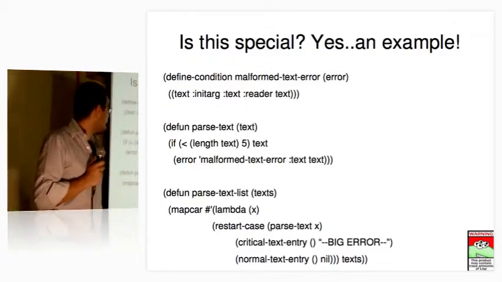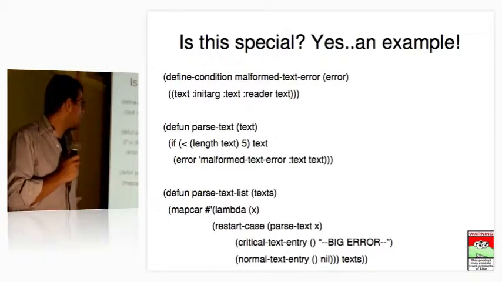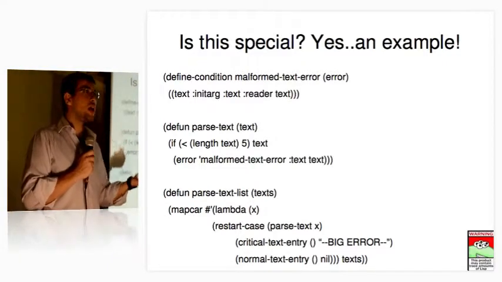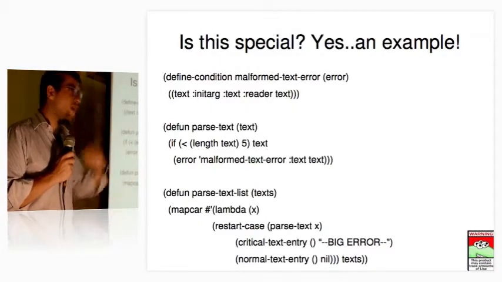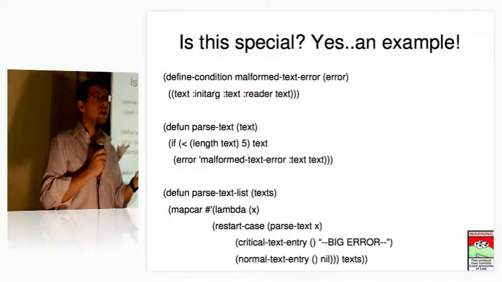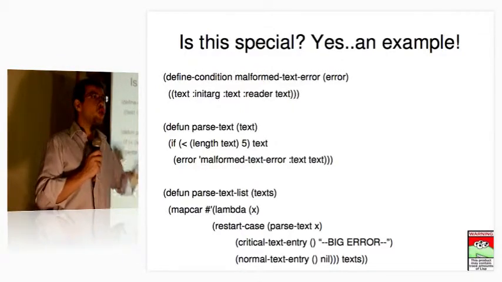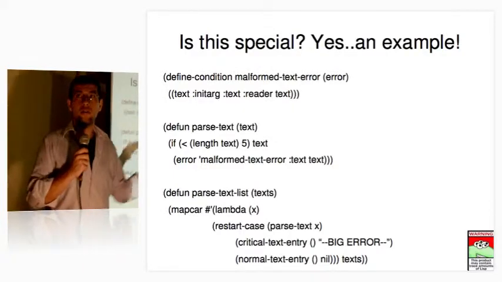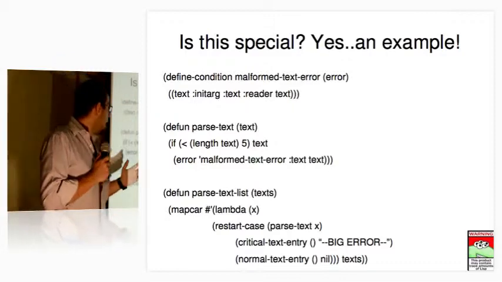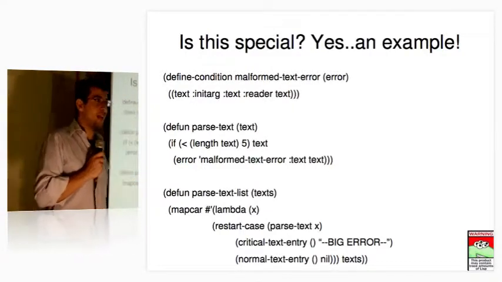So let's take, for example, parse text. Now, parse text is supposed to be a function that will simply tell us if the length of this text is less than 5, we'll print it, but if it's bigger than 5, there's an error. Parse text itself should not have a try-catch. It just raises an error if things are greater than 5. So it's raising this error that we call malformed text error.